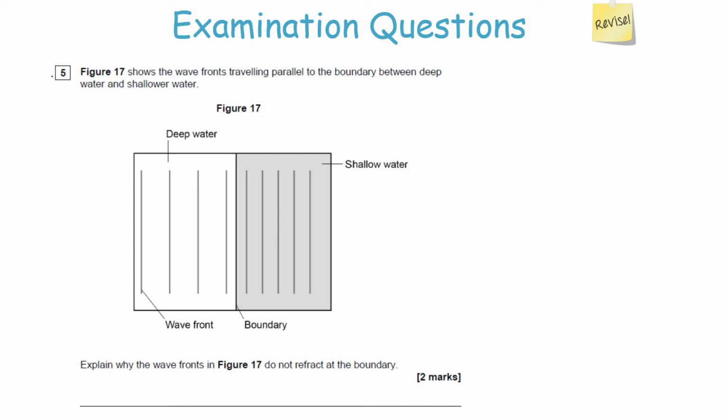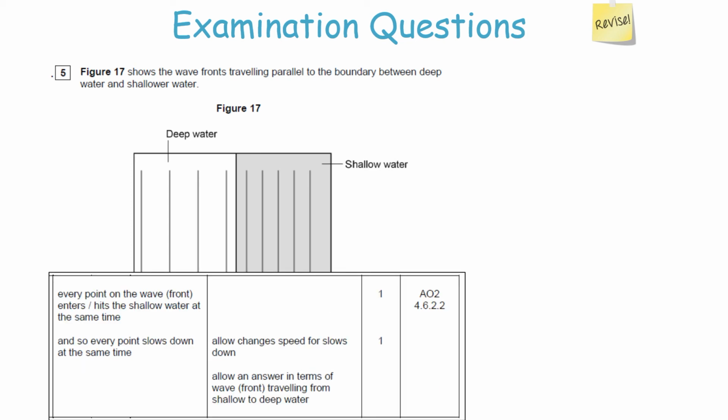But the thing is that the entire other wavefront is going to change speed at exactly the same time, because all the wavefront is going to hit the new shallower water at the same time. So whilst the wave is going to be travelling slower, because every point slows down at the same time, the speed changes at the same time, so you don't get that refraction or bending effect.